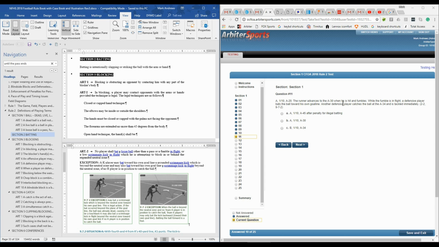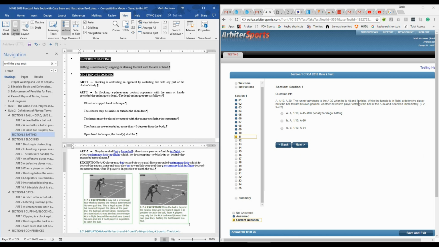All right. So what is batting? Well, batting is intentionally slapping or striking the ball with the arm or hand. That's it. That's a bat. What's illegal batting? Well, we go down to Rule 9. No player shall bat a loose ball. Remember loose ball? Pass, fumble, or kick.